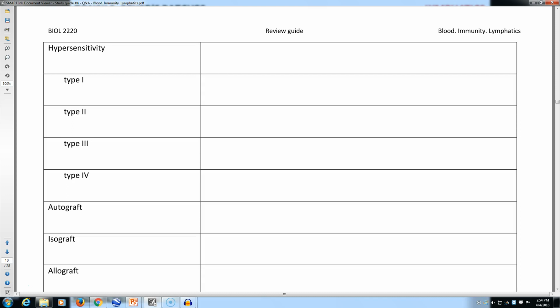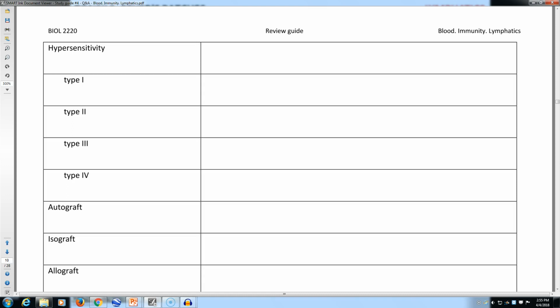Type 3 is a specific type because in type 3, antibodies form immune complexes with antigens, and those immune complexes, where do they deposit? They deposit in the basement membranes of epithelial layers. So your immune system attacks that basement membrane and basically destroys the integrity of epithelial cells. That makes sense.